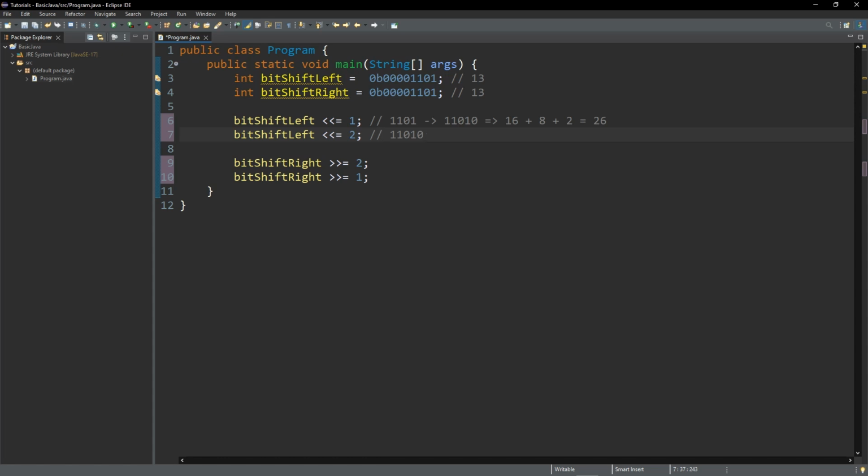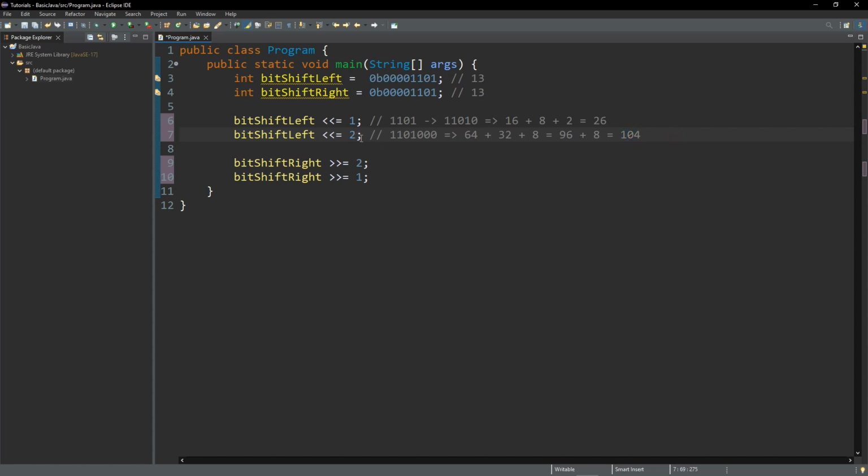Then this bit shift by 2 will take it and it'll be 11010 and then add 2 zeros because it's shifting it to the left twice. And so that will be 8, 16, 32, 64. So 64 plus 32 plus 8. So that equals 96 plus 8, which equals 104. Right, so suddenly this 13 becomes 104.